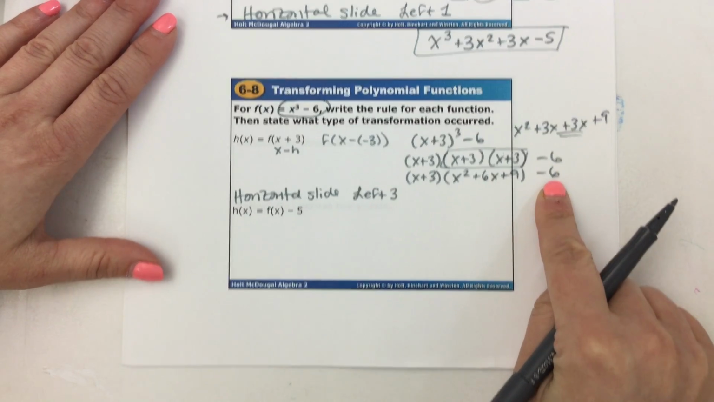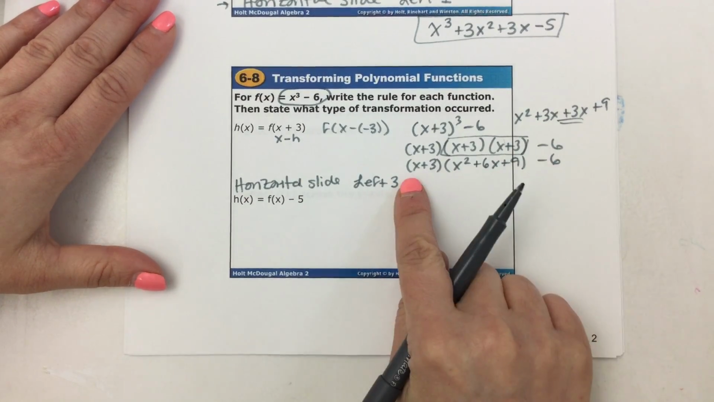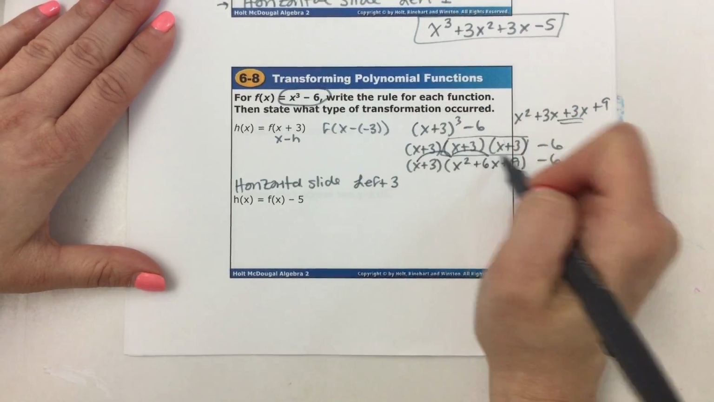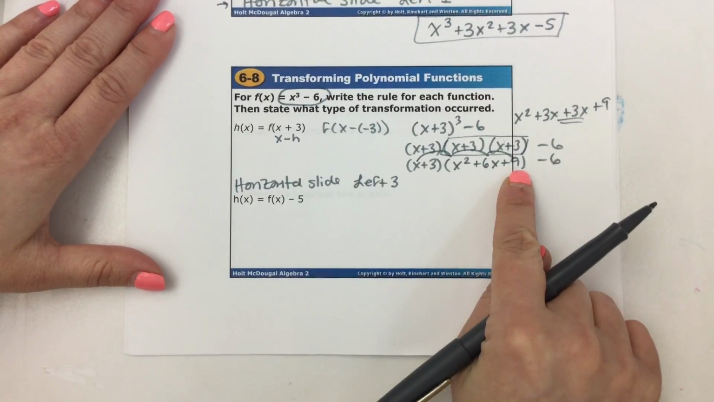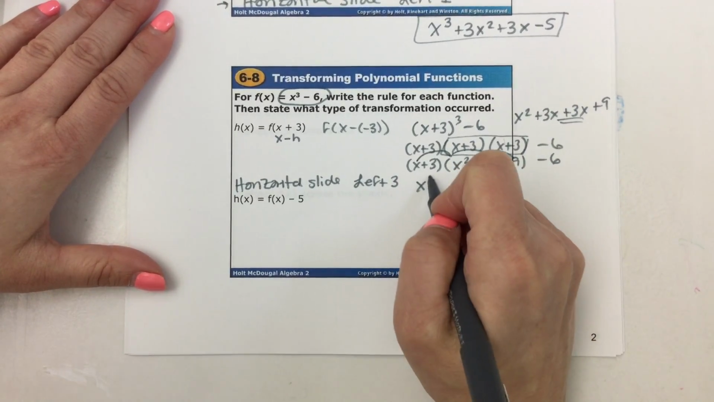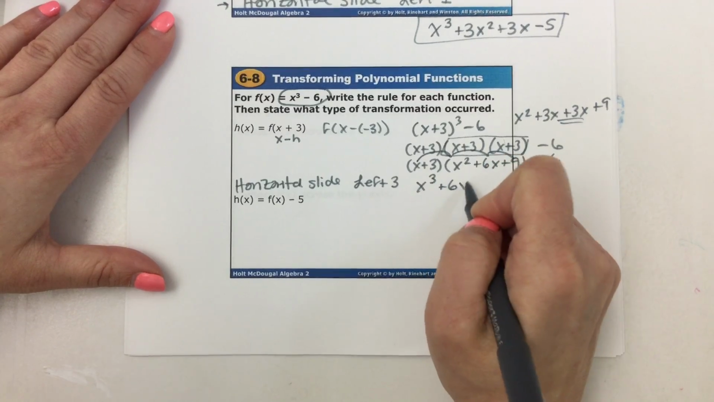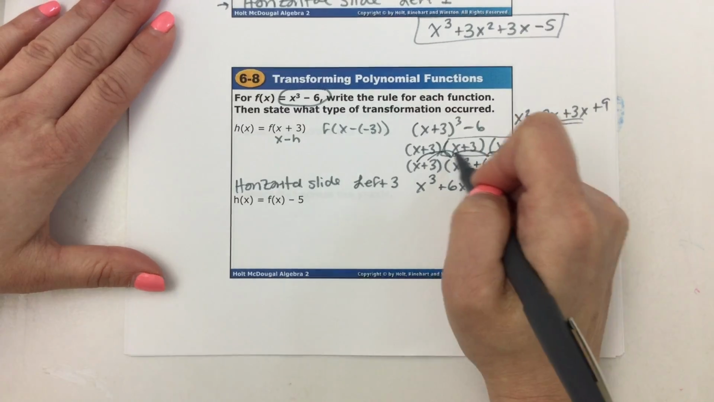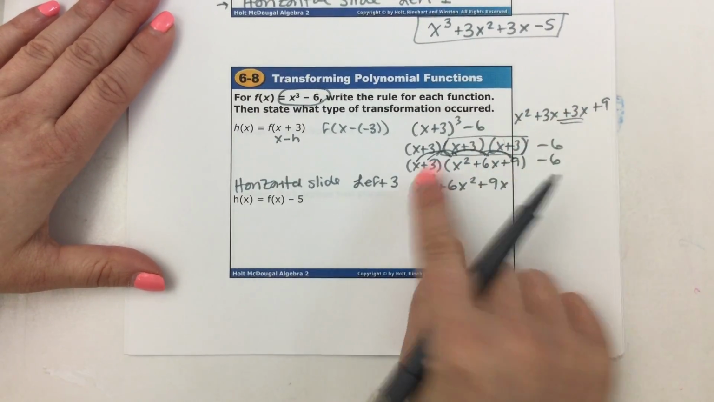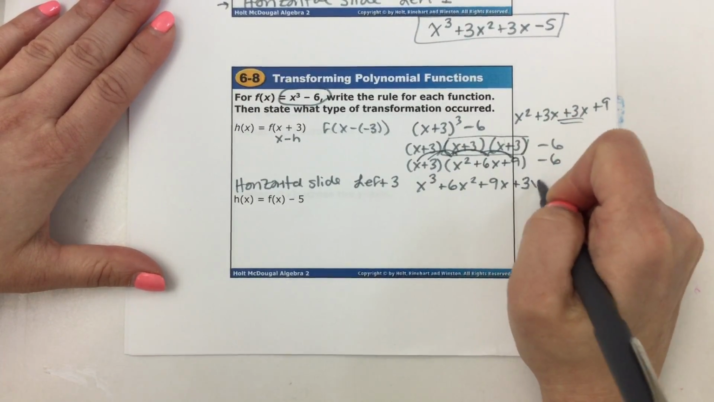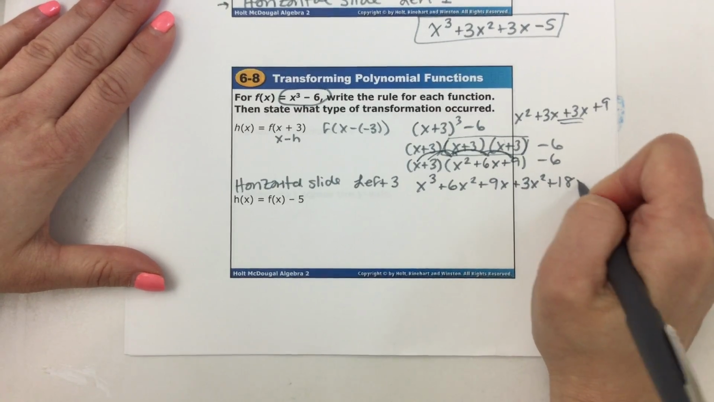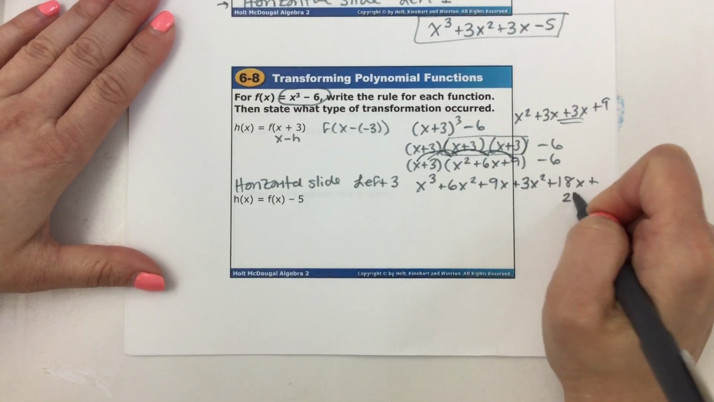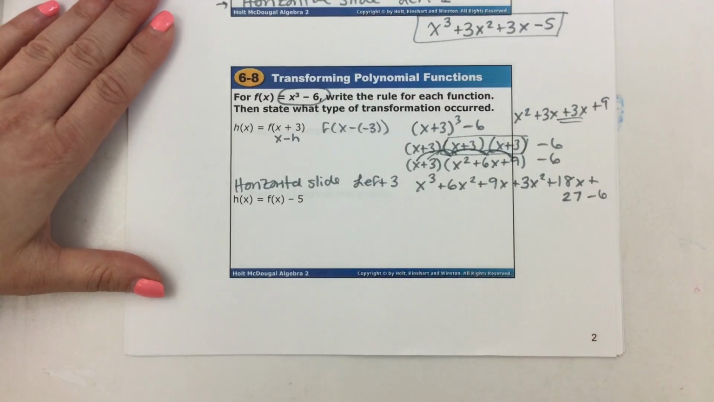Don't forget I have that minus 6. Now I have to distribute. I'm adding one more x to each term in the parentheses. That makes it x cubed plus 6x squared plus 9x. Now I'm multiplying everything that's in the parentheses by a 3. That makes it 3x squared plus 18x plus 27. Don't forget we have a minus 6.